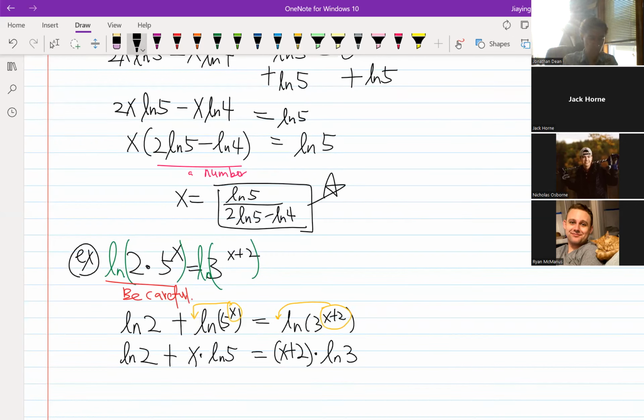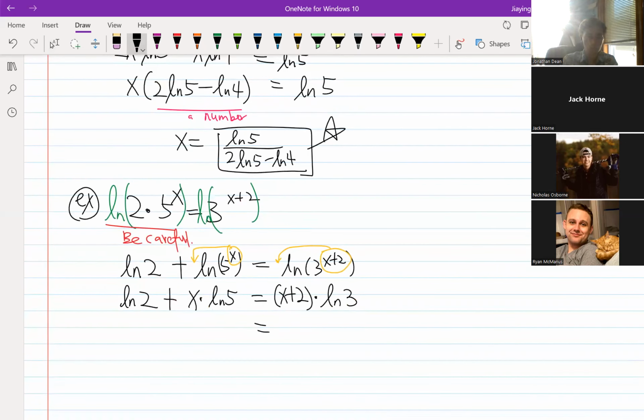Right? And then we can distribute the natural log of 3 into the parentheses on the right. So if we distribute natural log of 3 there, we get x times natural log of 3, and then we have positive 2 natural log of 3 with the multiplication. So now we just have 4 terms instead of 3. We get 2 x terms and the 2 terms without x. So when I combine like terms, I'm going to subtract x natural log of 3 on both sides. And then I'm going to subtract natural log of 2 on both sides.